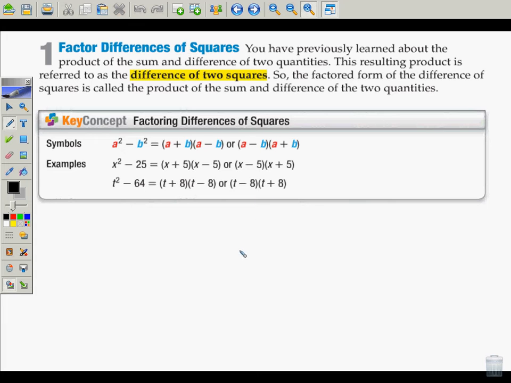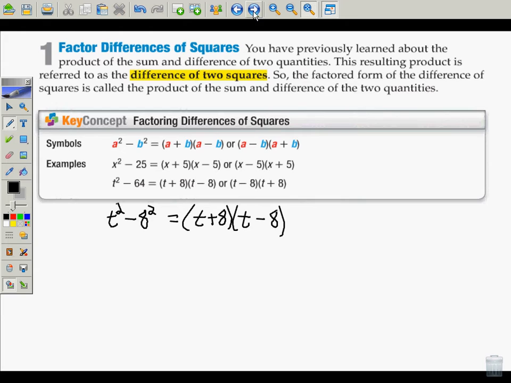For example, if we look at the second one, t squared minus 64, well, t squared is obviously something squared, minus 64, and if you don't know, 64 is 8 squared. So then I've got something squared minus something else squared, like a squared minus b squared, which means I would have a plus b times the quantity of a minus b. Just using this simple formula to help us work through these.